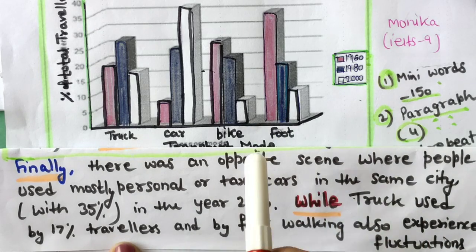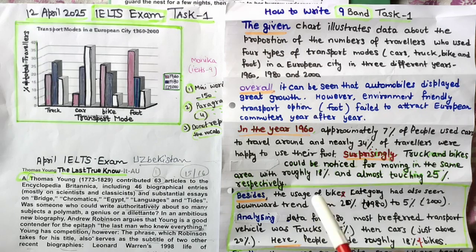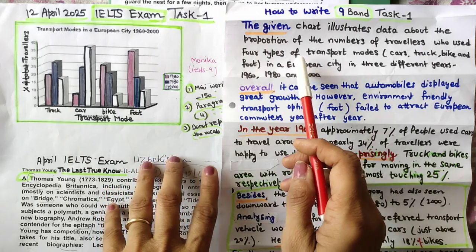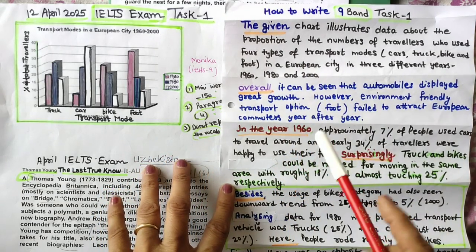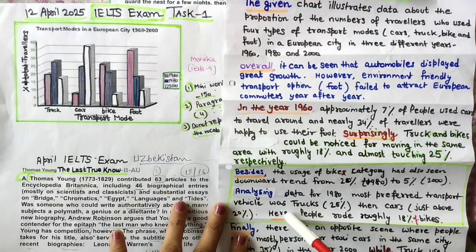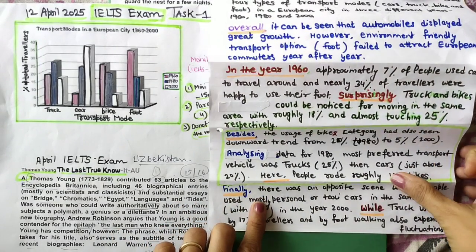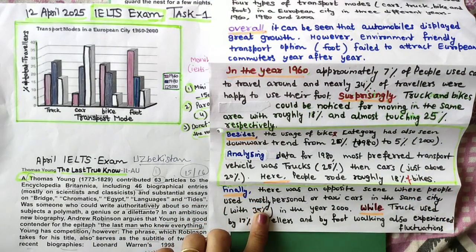In this way you can write your full essay, the full Writing Task 1, and I will be showing you the full essay now. This is the question, and here are the introduction, overall paragraph, body detail 1, body detail 2, and then finally the last paragraph about the year 2000. You can write it, you can practice yourself.